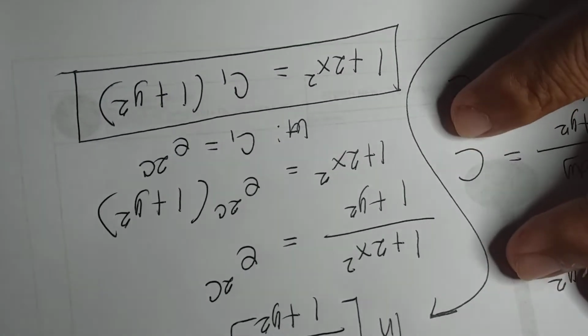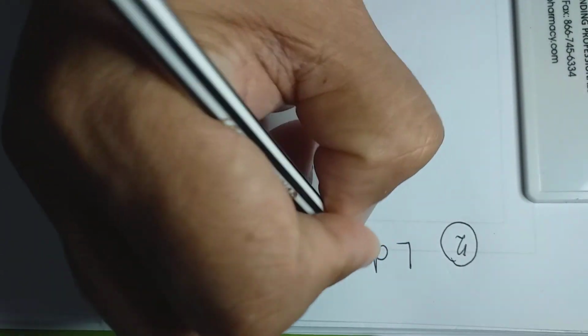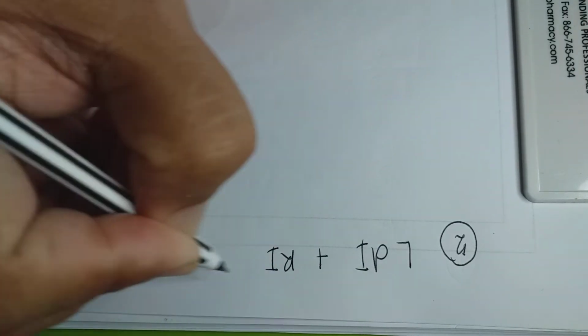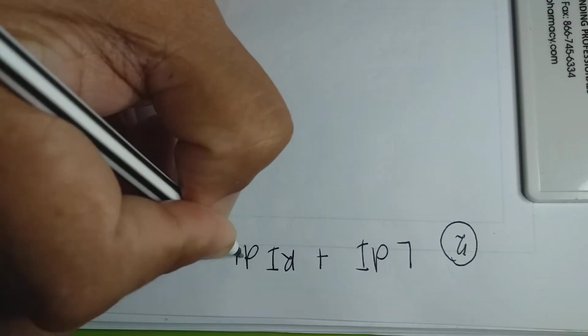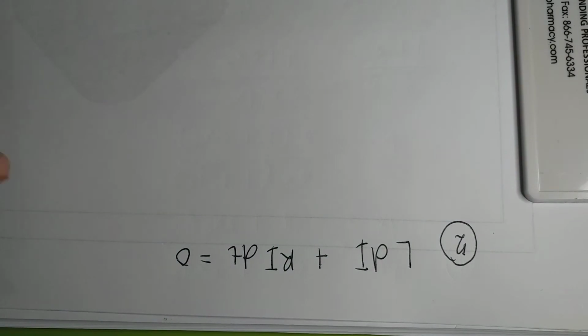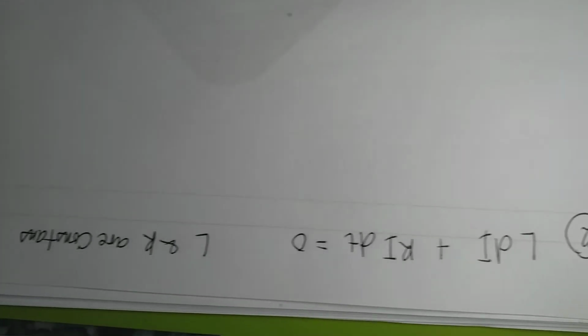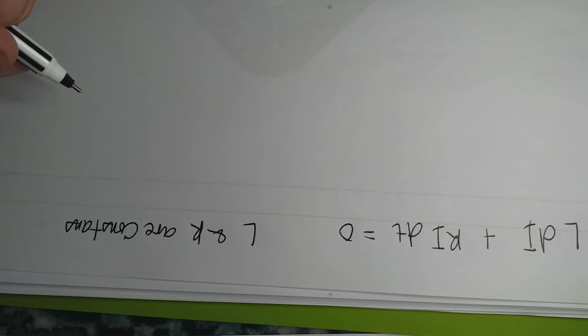Okay? Now let's have example number 2. Example number 2 on separation of variables. Find the complete solution of L di plus Ri dt is equal to 0, where L and R are constants.